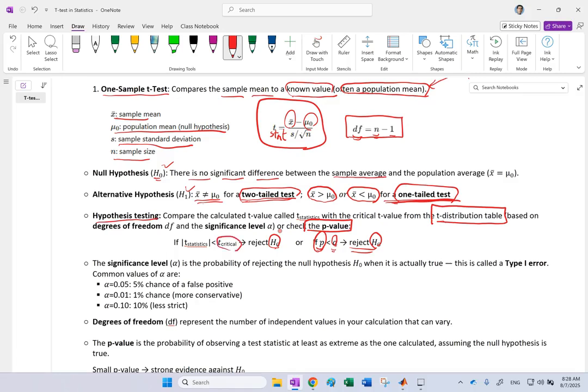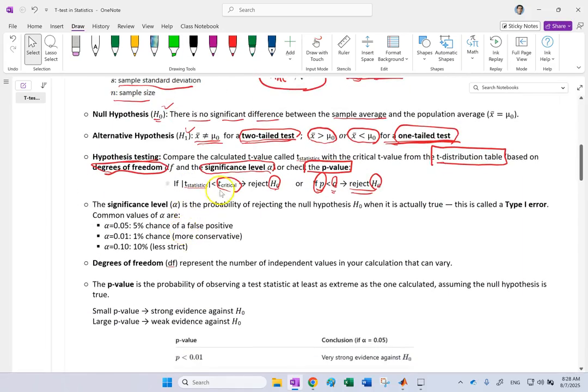How do you find the t-critical? And what is the significance level or alpha? And I already also introduced to you this degree of freedom. So there are several things that I need to tell you what they are. So first, let's start with one of the most important ones, significance level or alpha.